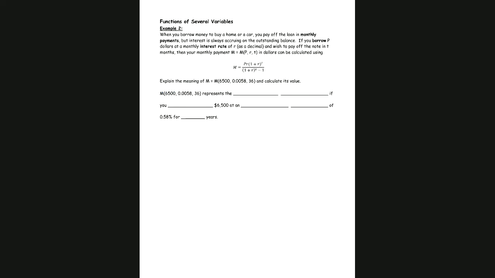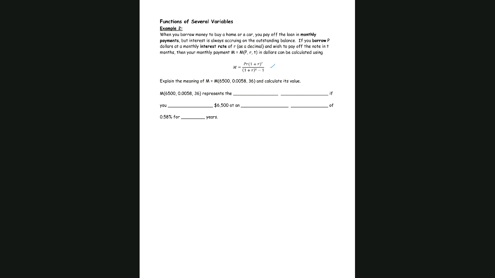Now, let's look at functions of several variables. Example 2. When you borrow money to buy a home or a car, you pay off the loan in monthly payments, but interest is always occurring on the outstanding balance. If you borrow P dollars at a monthly interest rate of R, as a decimal, and wish to pay off the note in T months, then your monthly payment, M, equals M of PRT in dollars, can be calculated using this formula right here.